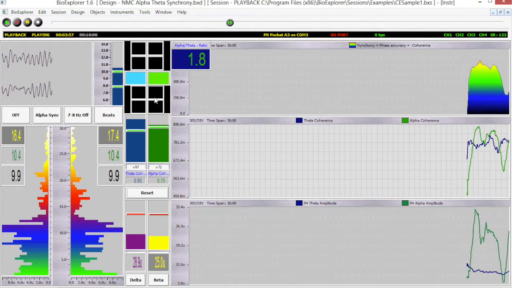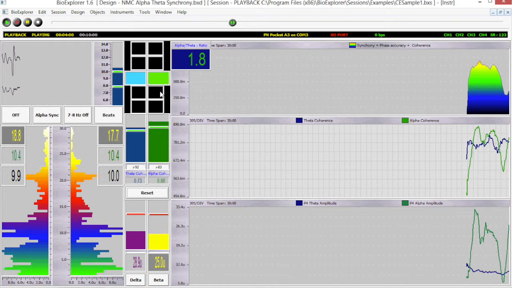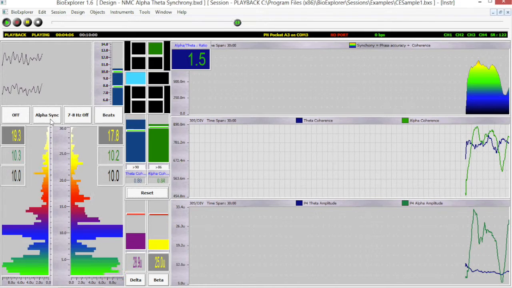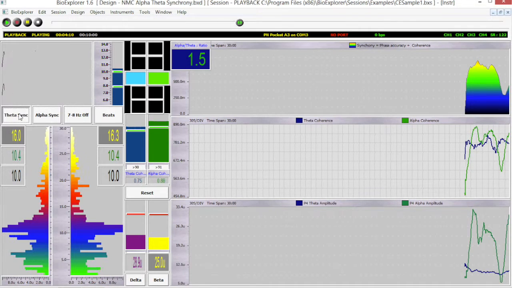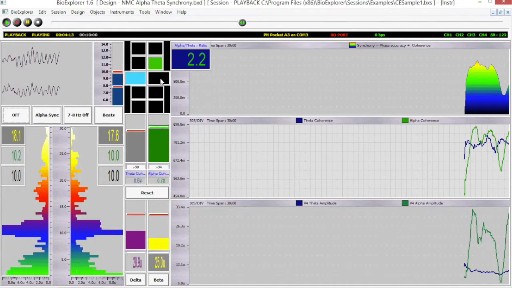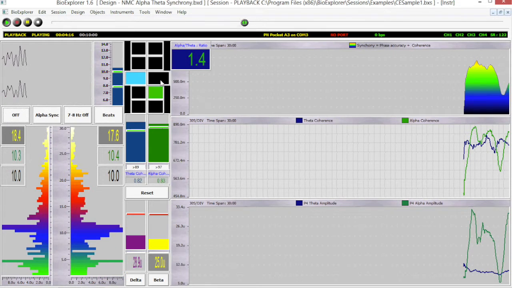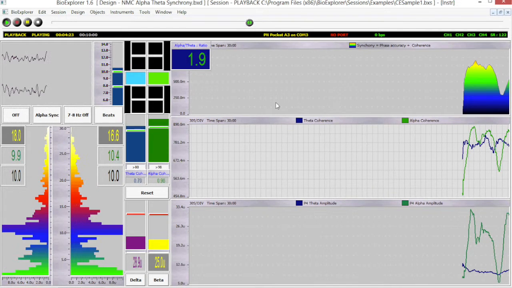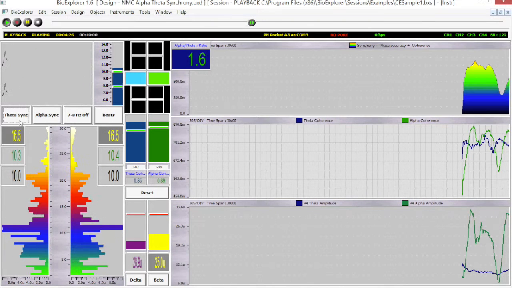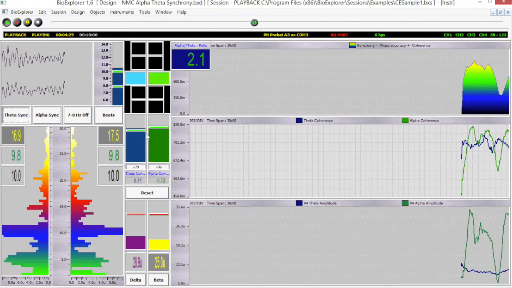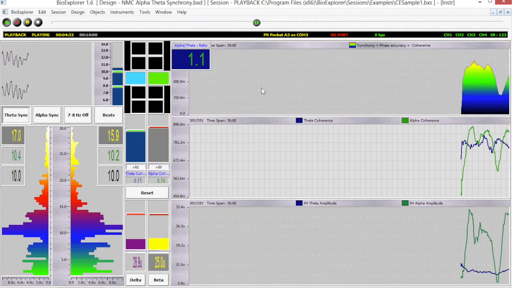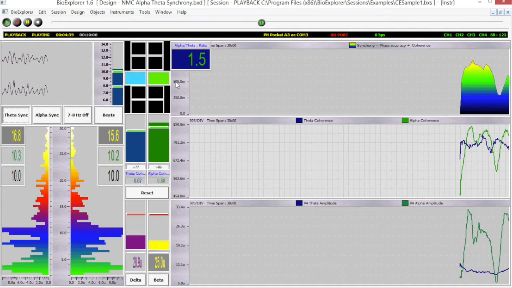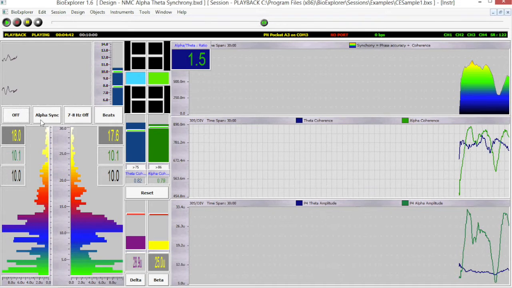When coherence is above threshold here and this box is lit, then we're calling that synchronous alpha. Right now all we're training is alpha synchrony. We're not training theta synchrony. So when we get a yes from both of these, we're calling that synchronous, and the reward then is the heartbeat drum. When we decide to add theta synchrony training at the same time, then all 4 of these must be lit in order to get the synchronous drum beat. So the idea is for someone to keep that drum going.